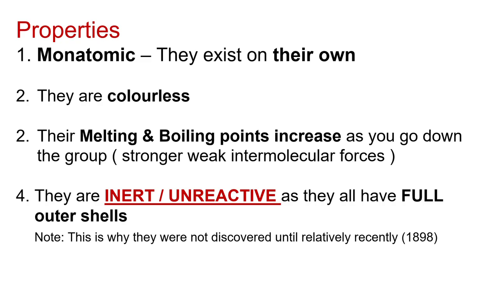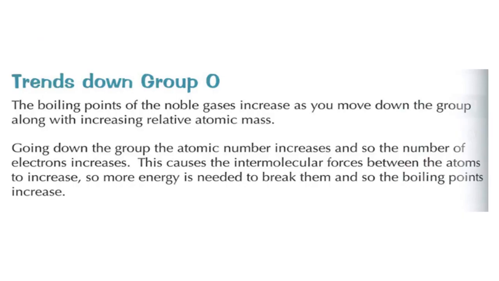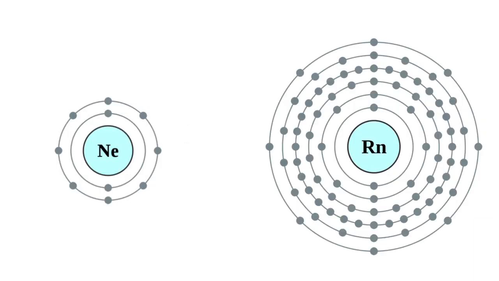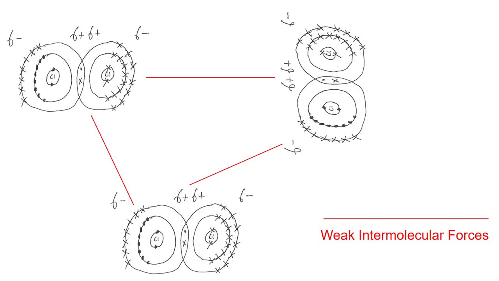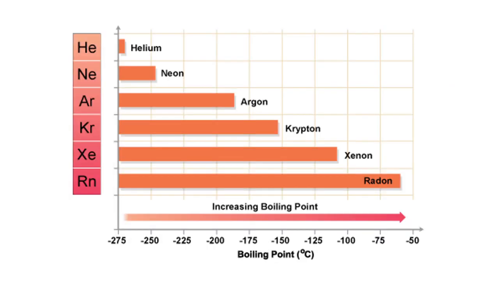Because they weren't discovered until very recently, really, because we just didn't know they were there. So their melting and boiling points increase. Okay, radon will have a higher melting and boiling point simply because it's got stronger intermolecular forces. That's it. More electrons, stronger intermolecular forces.